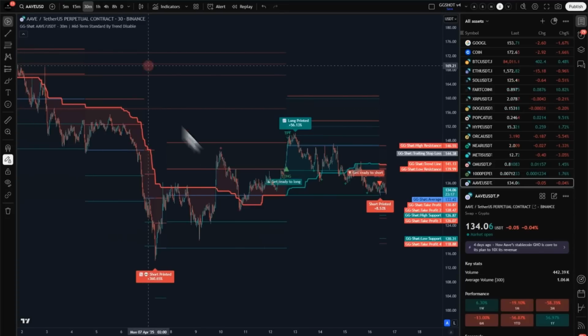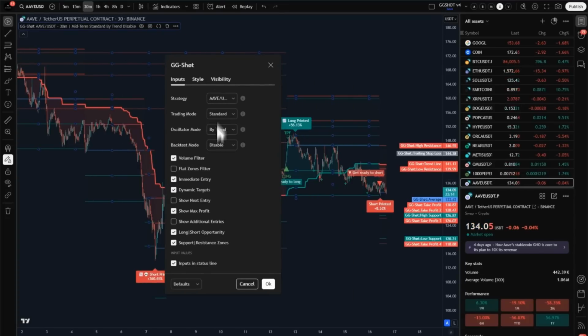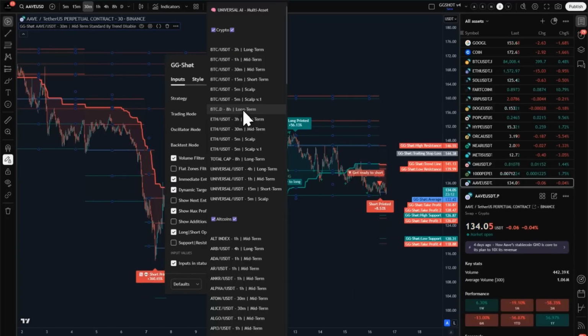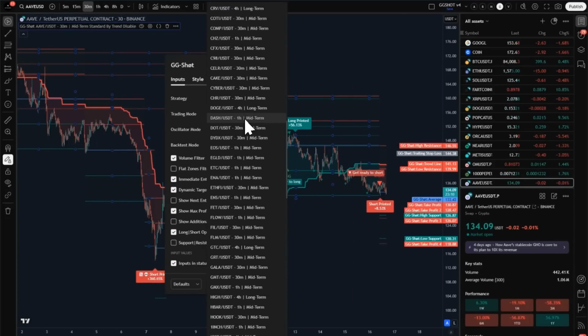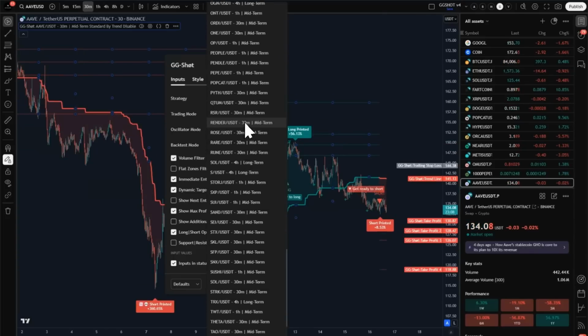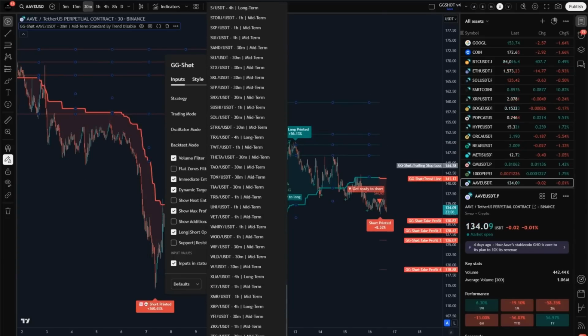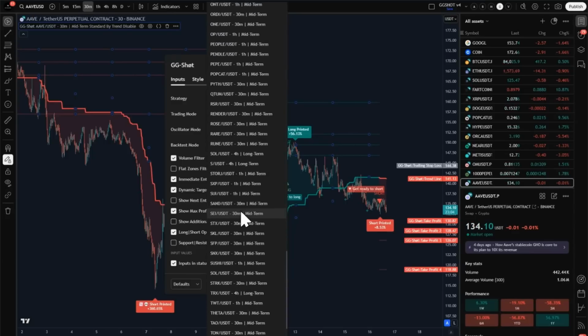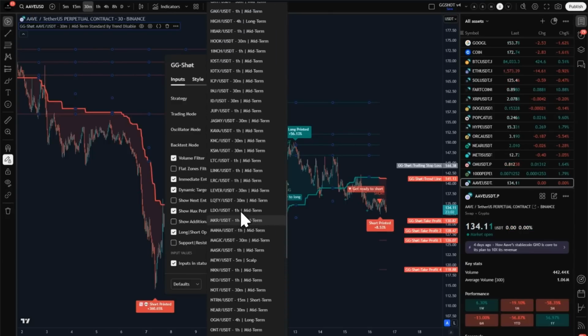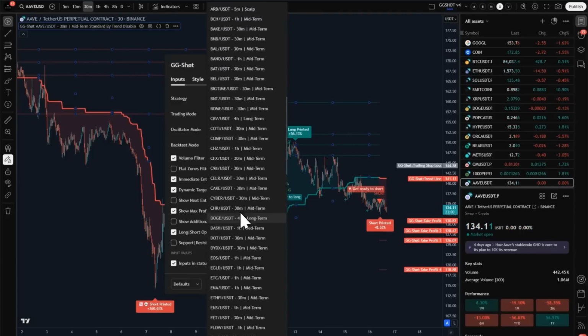ggshot VI4 comes with over 150 optimized strategy presets, each tailored to specific timeframes and assets. All signals generated by these strategies are sent directly to the @ggshot bot, and every one of them supports automated execution through integrated trading bot.